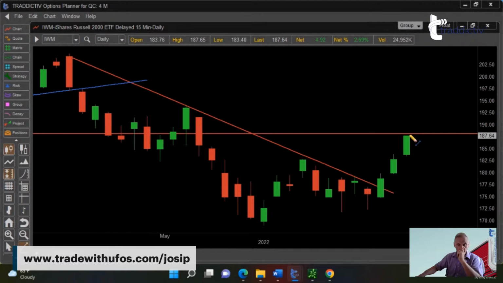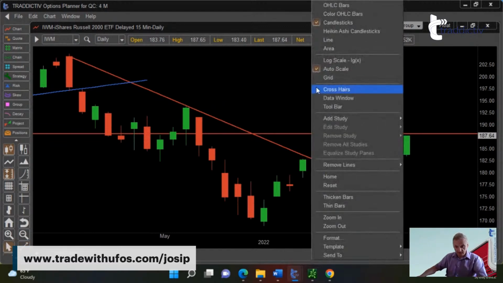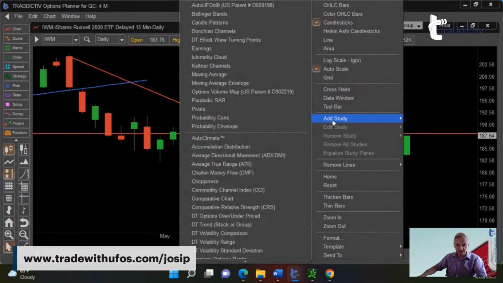There it is. So after this move up, do we have more oomph to go higher? It remains to be seen, but be aware of it. Now you have a different perspective on the whole picture because you're looking at everything. So what I'm going to do now is apply that thing that I did earlier, right? So we're going to add a study.